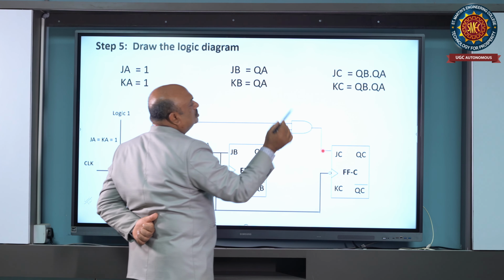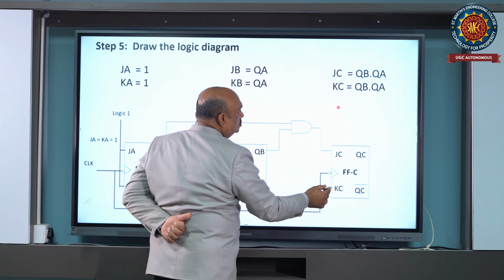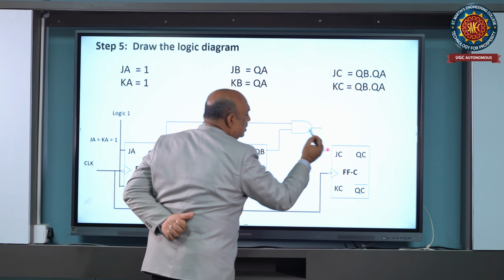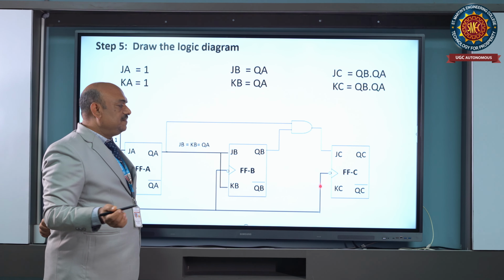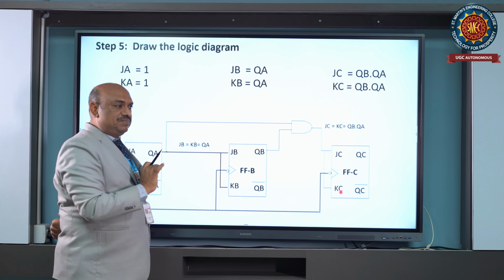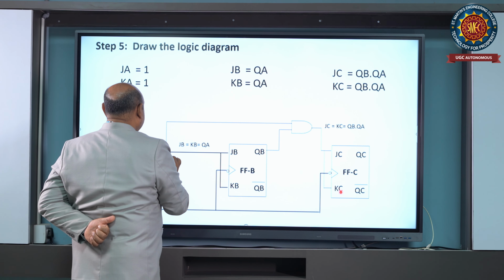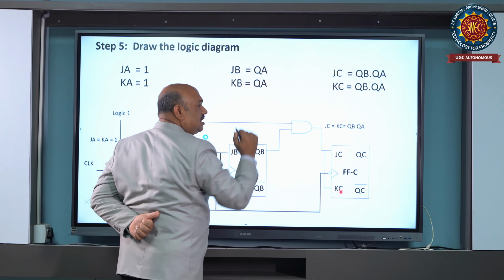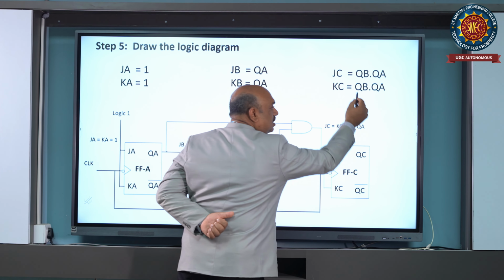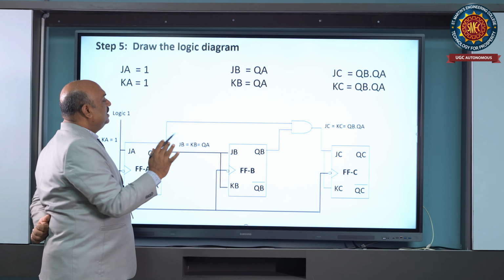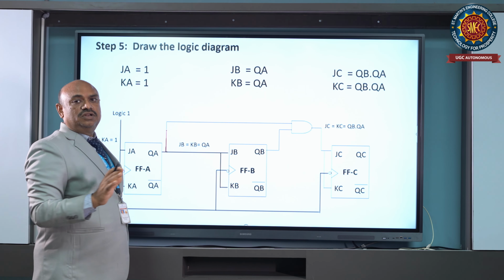Now KC equal to QB QA. Both are the same, so the same line we can connect here. So this design completes, and after that you can take the output from QA, from QB, and from QC. After taking the output from QA, QB, QC, it completes the one synchronous design.